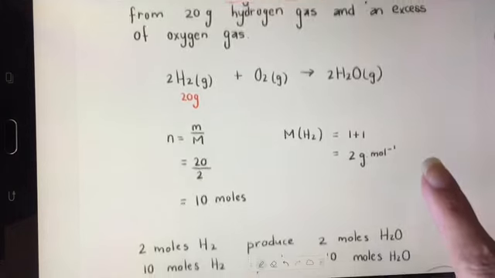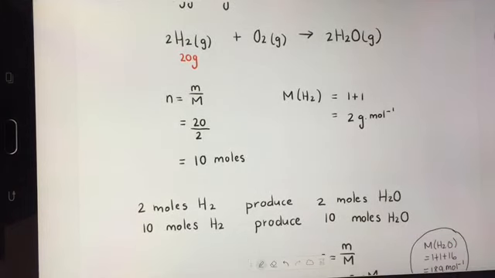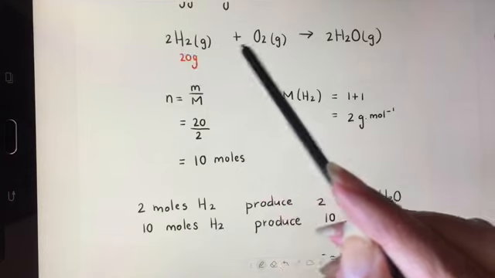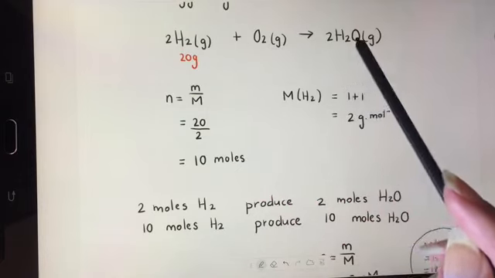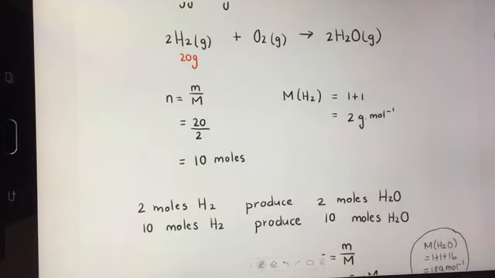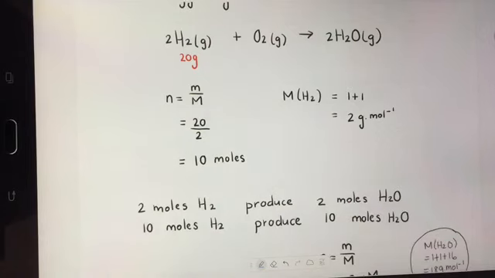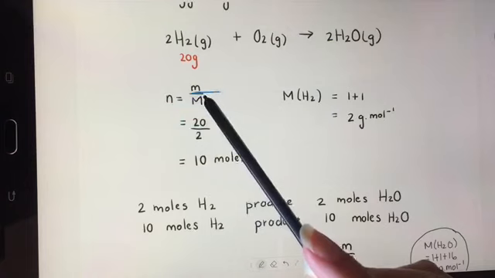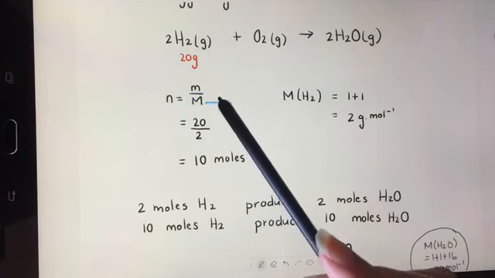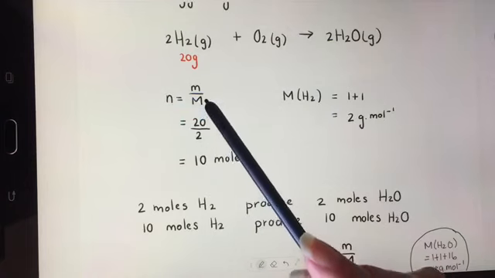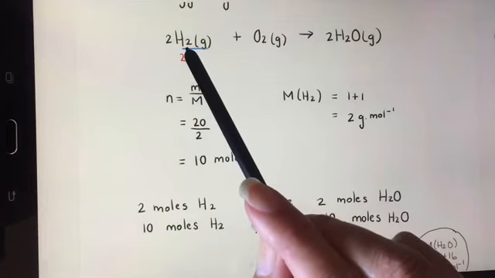So to do this calculation, we need a balanced equation to start with. 2H2 plus O2 react to form 2H2O. And they tell us that we've got 20 grams of hydrogen, but balancing an equation gives me a mole ratio. So my first step is to take the 20 grams and to calculate how many moles I've got. So number of moles is mass divided by molar mass. The mass is given as 20. The molar mass is for H2.